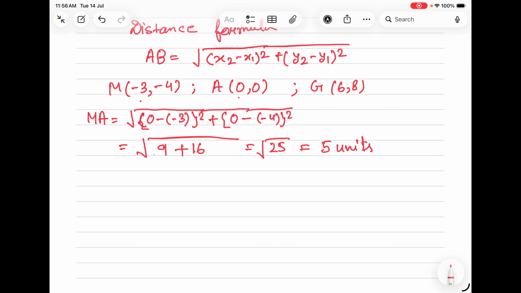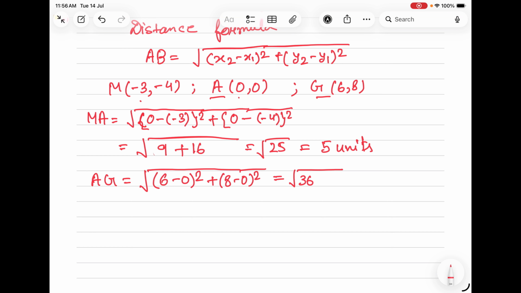Similarly, distance of AB is the square root of, this is A, this is B, x1, y1, x2, y2. According to the formula, 6 minus 0 whole square plus 8 minus 0 whole square. So 6 minus 0 is 6, 6 square 36, plus 8 minus 0 is 8, 8 square 64. So this is 100, square root of 100 is 10 units.